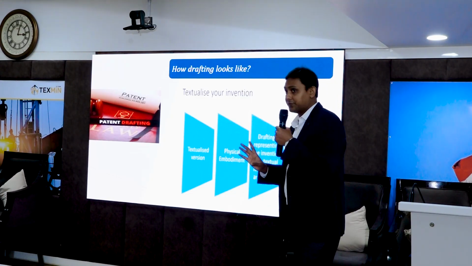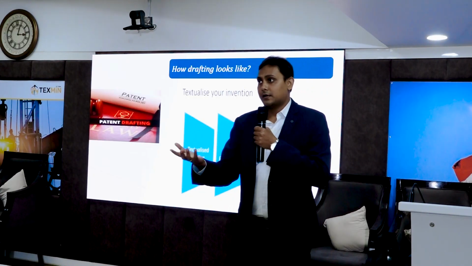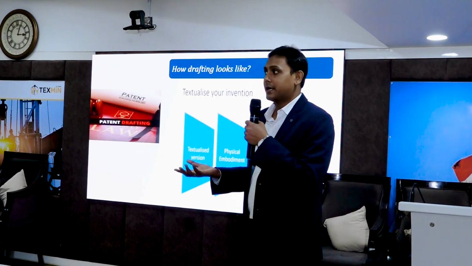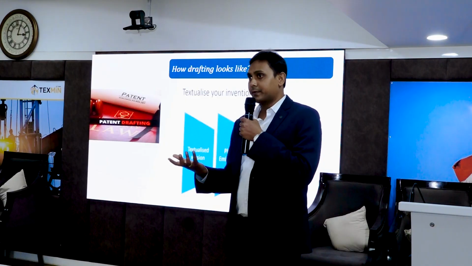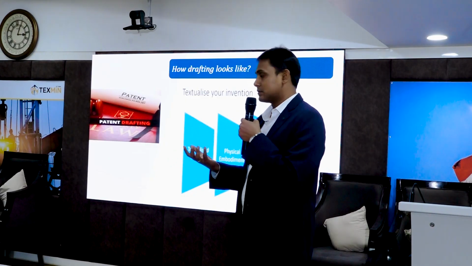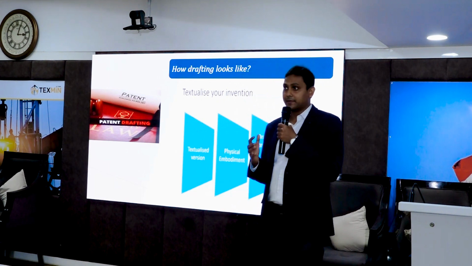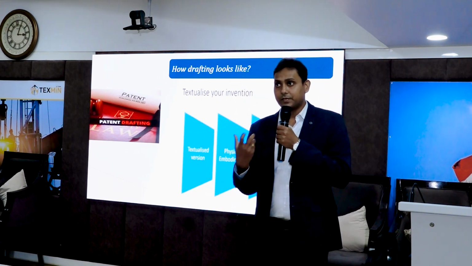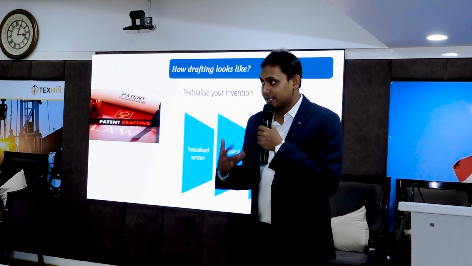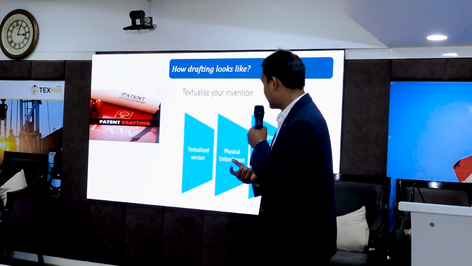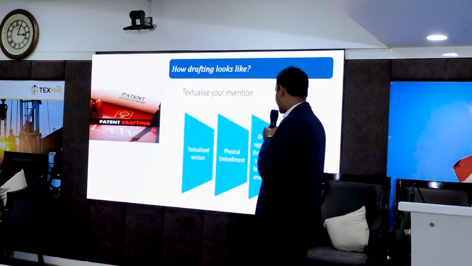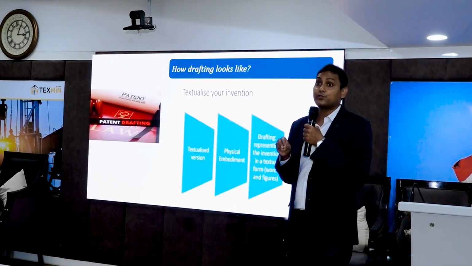There is some physical embodiment. Before, I was giving an example that you may have a device. Suppose you have invented one device, so that is the physical embodiment of your invention. Now how this device is executed, what its working functionality is, you have to represent in the invention, and that in textual form.